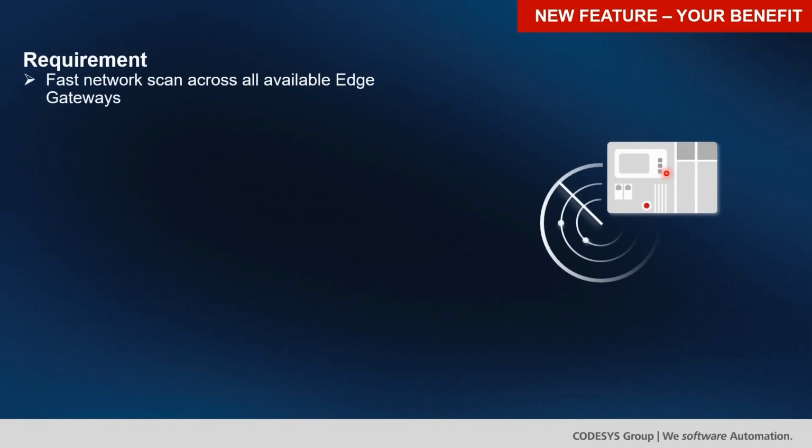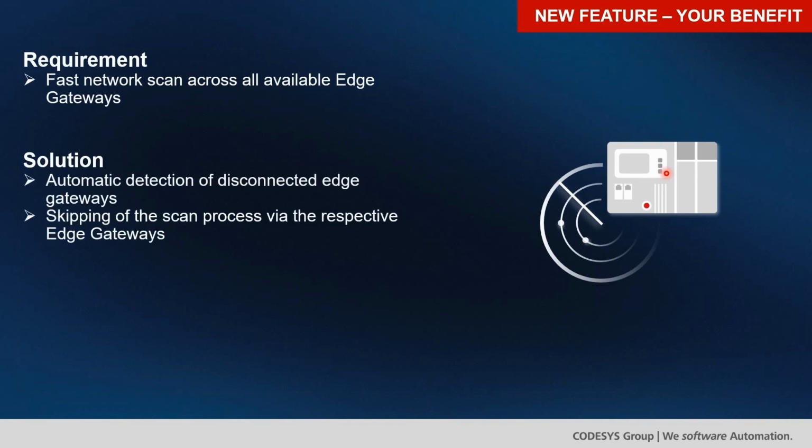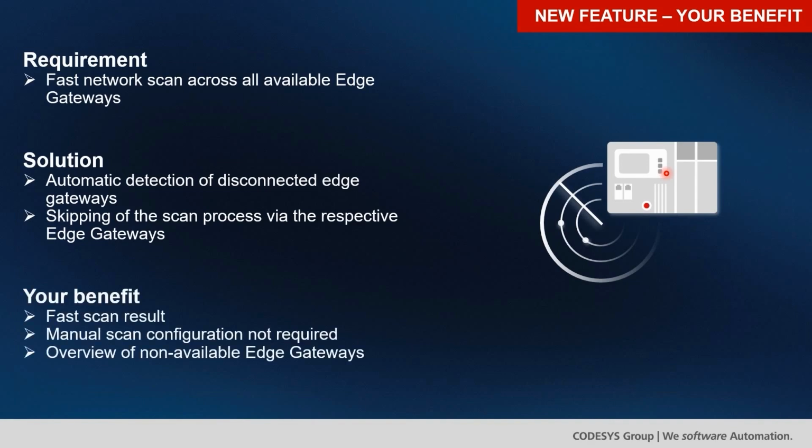Another requirement was it should be fast to scan various networks for all available PLCs across different edge gateways. We made it possible now that the Automation Server automatically detects if some edge gateways are not connected, skips the scanning process for these gateways, and also lists the gateways that are not available for scanning. That gives you a very fast scan result. Any manual configuration is not necessary, and you also get an overview of edge gateways that are not available.